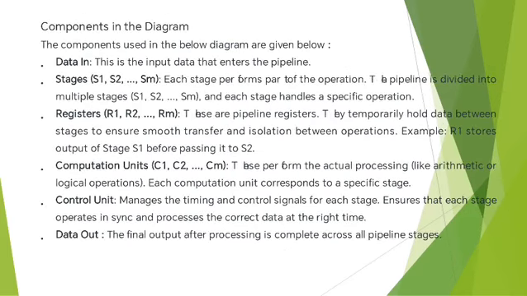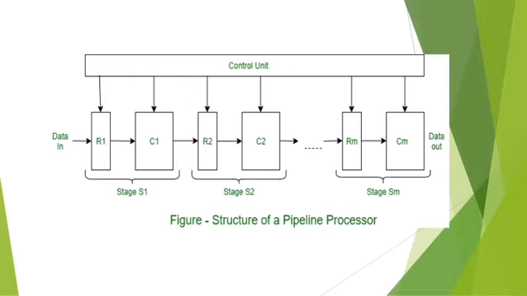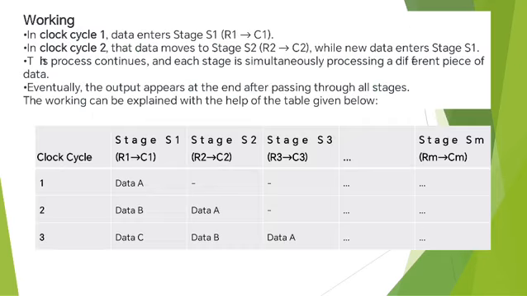Components of the diagram. First one is the data in, stages, registers, computation units, and control unit, as well as the data out. So this is the structure of the pipeline processor. In this, we have the control unit, and then we have stage 1 (S1) as well as stage S2 and so on. We have the data in, which is given to the register, and it will be processed, and finally we will get the data output.